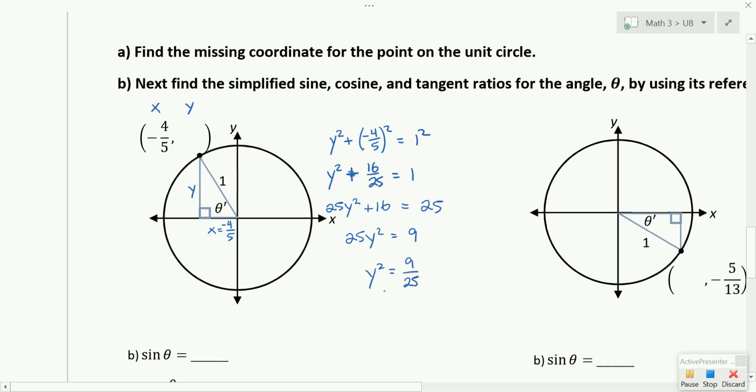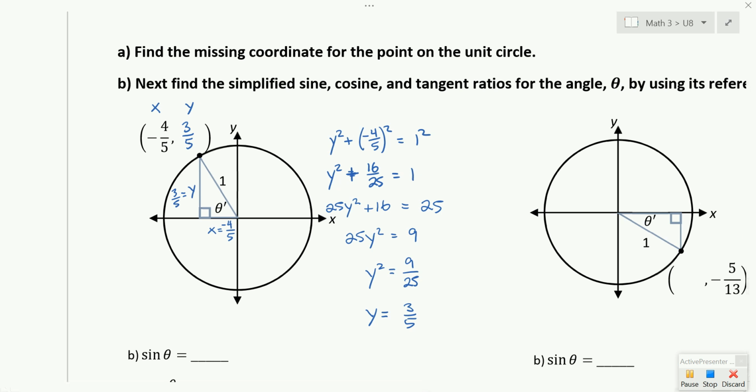Then you take the square root. Both 9 and 25 are perfect squares, so we're going to get y is 3 over 5. And when you take the square root, it could be positive or negative, and you have to decide based on what quadrant you're in. So we're in quadrant 2, so should it be positive or negative? Positive. And so now we found that y value, 3/5, and we found our missing coordinate. Okay? So that's part A.